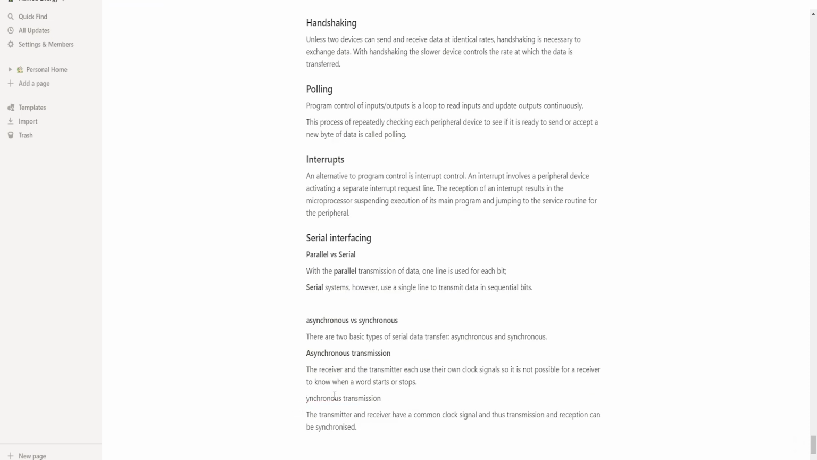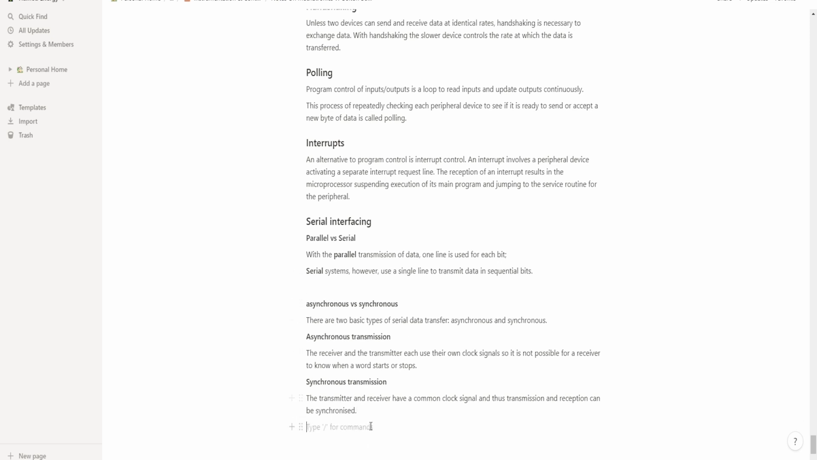So I don't care too much about how my notes look, but I do care a little bit. I care enough to try and use bolding and headers and stuff like that.